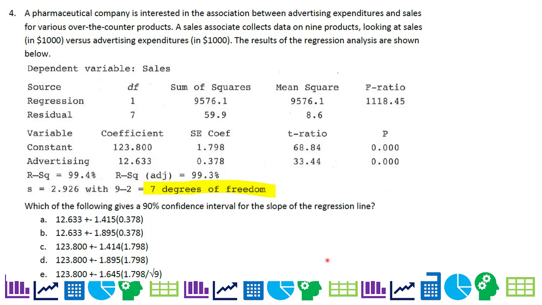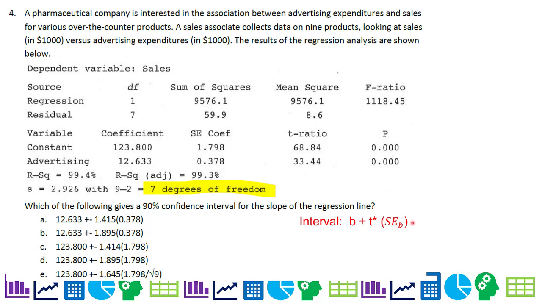Number 4, a pharmaceutical company is interested in the association between advertising expenditures and sales for various over-the-counter products. A sales associate collects data on 9 products, looking at sales in thousands of dollars versus advertising expenditures in thousands of dollars. The results of the regression analysis are shown below. So I did notice my 7 degrees of freedom. I know I'm going to have to calculate an interval, and you can see that it's in the form plus or minus. This is straight out of your notes: it's your slope estimate, plus or minus your critical value, times your standard error for your slope.